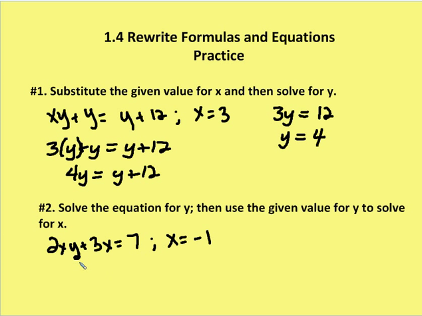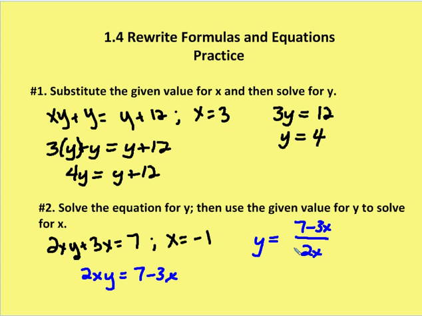So again, I want to isolate y on its own with a coefficient of positive 1 on one side of the equation. I prefer the left-hand side. So what I'm going to do is subtract 3x from both sides. So I get 2xy is equal to 7 minus 3x. And now I want to divide both sides by 2x. So I'll get y is equal to 7 minus 3x divided by 2x.